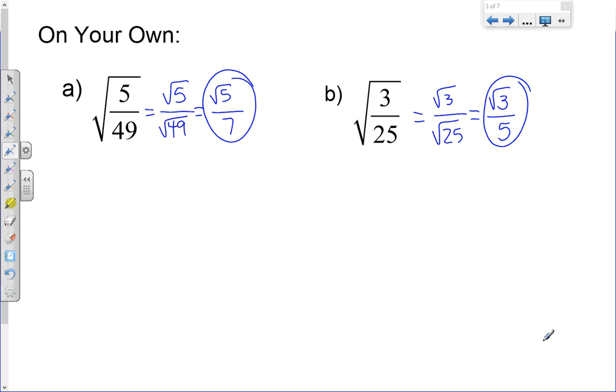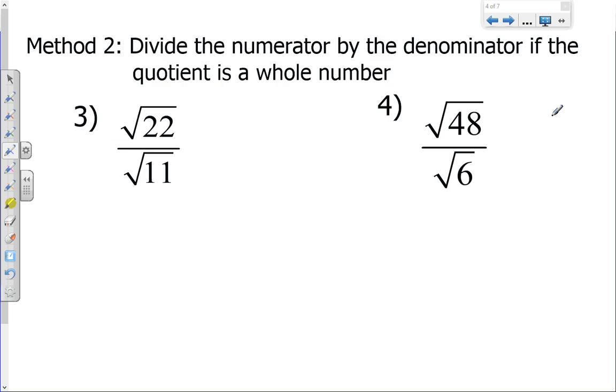Here we go. All right, once again, it says method number 2, really question number 2. So the first thing we're going to check and see, is my denominator a perfect square? Is the square root of 11 a perfect square? No. The next question we're going to ask ourselves is, can I divide the numerator by the denominator? That's the question I want to ask. So can I divide 22 by 11? Yeah. So when I do that, I'm going to actually do that division, 22 divided by 11.